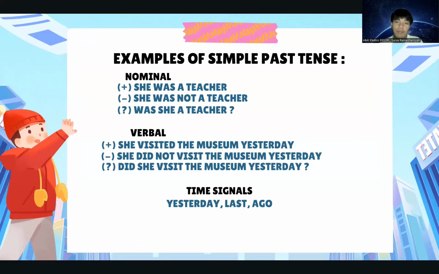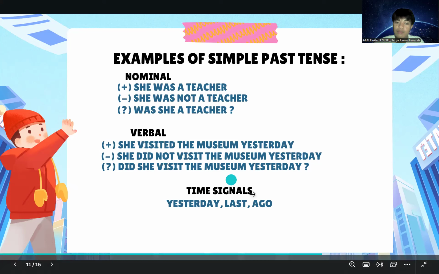So this is the example of a simple past tense. Nominal. She was a teacher. And then the negative, she was not a teacher. And then, was she a teacher? And then we go to verbal categories. The positive form is she visited the museum yesterday. Negative, she did not visit the museum yesterday. Interrogative, did she visit the museum yesterday?